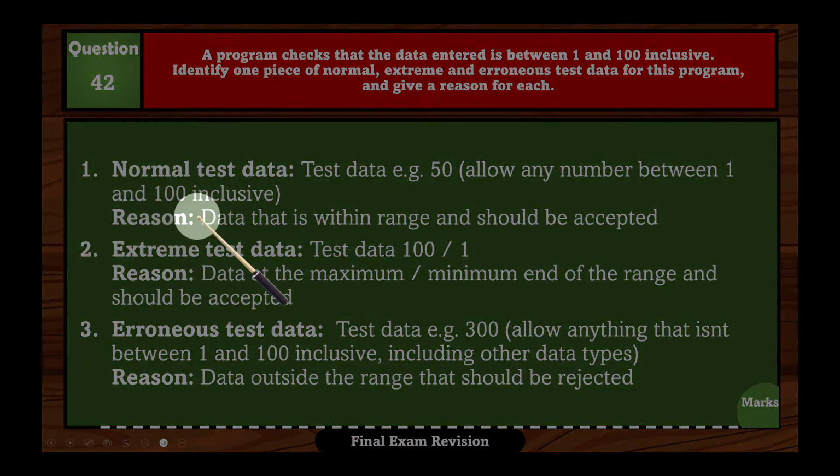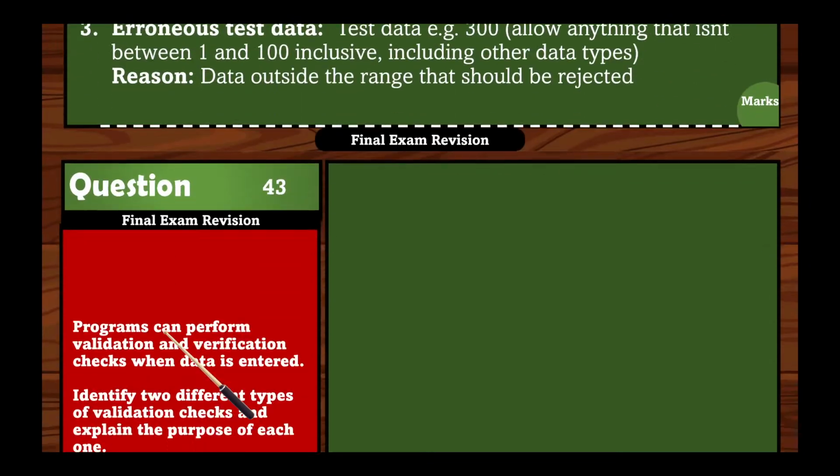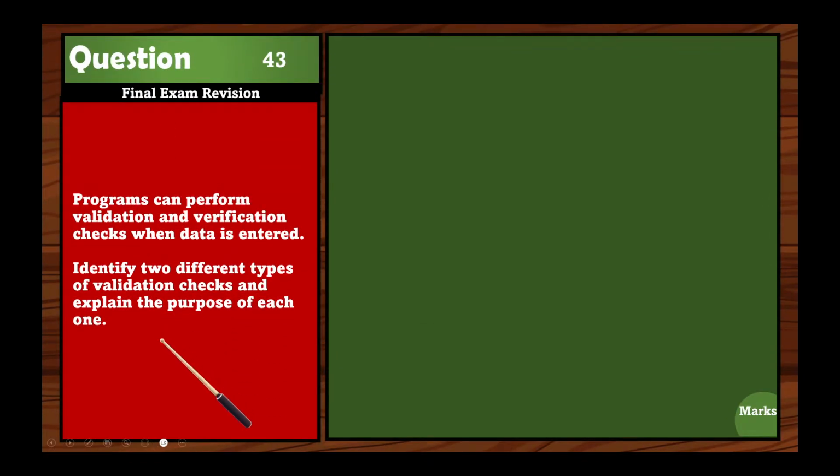So this is the three types of data: normal, extreme, and erroneous or abnormal. Question 43. A program can perform validation and verification checks when data is entered. Identify two different types of validation checks and explain the purpose of each one. So now, what are the two types of validation checks?